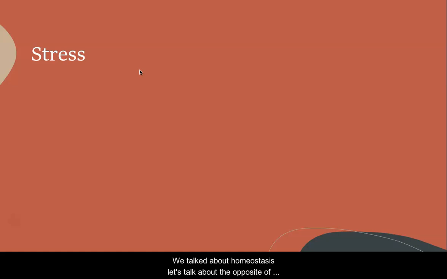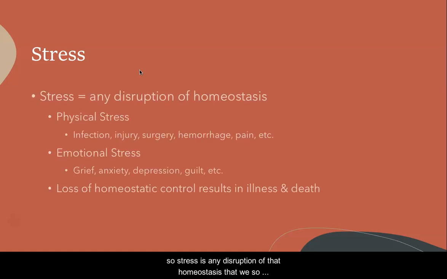So we talked about homeostasis. Let's talk about the opposite of that, and stress. So stress is any disruption of that homeostasis that we so badly want to achieve. You can have things like physical stress, like you have an infection, you've got an injury, you've had a surgery, you have a hemorrhage, you've got some sort of pain. All of these things are physical stress.